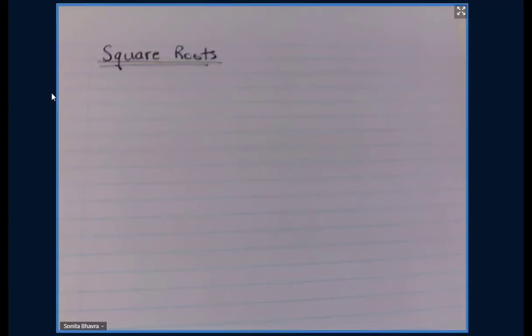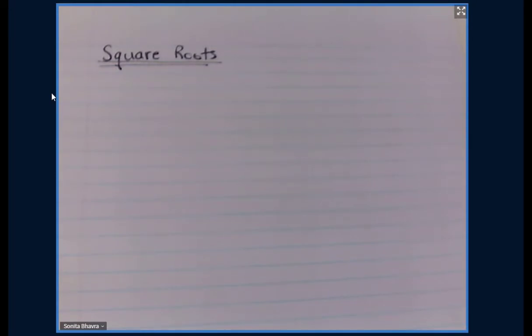Today's lesson we're starting off doing a quick review of square roots, and the reason we're doing this is because we will be using square roots when we start looking at calculations using the Pythagorean theorem. All right, so the square root of a number is one which when raised to the second power produces the given number.